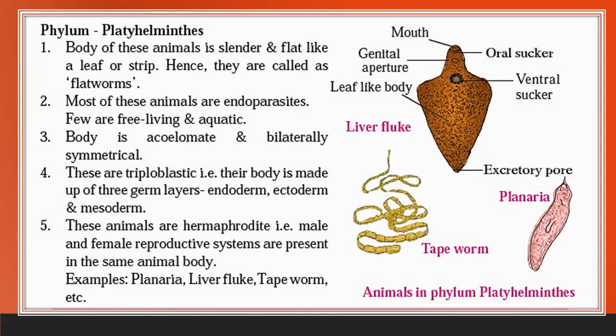The body of the organisms belonging to phylum Platyhelminthes is acoelomate and laterally symmetrical. These are triploblastic, that is, their body is made up of three germ layers: endoderm, ectoderm and mesoderm. These animals are hermaphrodite, that is, male and female reproductive systems are present in the same animal body. For example, planaria, liver fluke and tapeworm, etc.